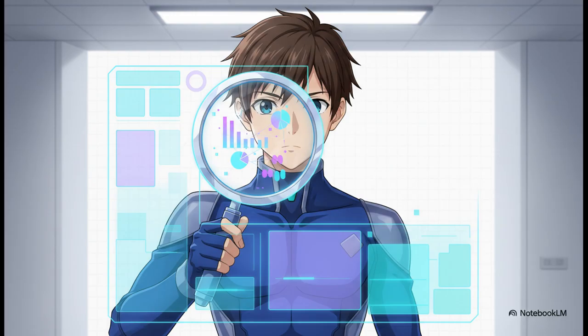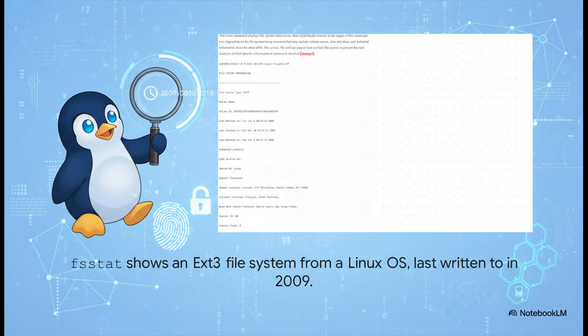Let's pick one of them and dig a little deeper, down to that next layer, the file system itself. For this job, we're going to use the fsstat command to get the high-level stats. And just look at the clues we get here. This tells us it's an ext3 file system, which is common for Linux, and that the source OS was Linux. We can even see the exact timestamp it was last written to, January 6, 2009. This is basically the file system's birth certificate and its last known activity log all rolled into one.